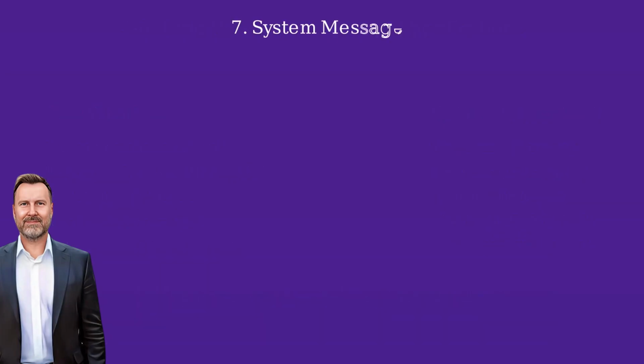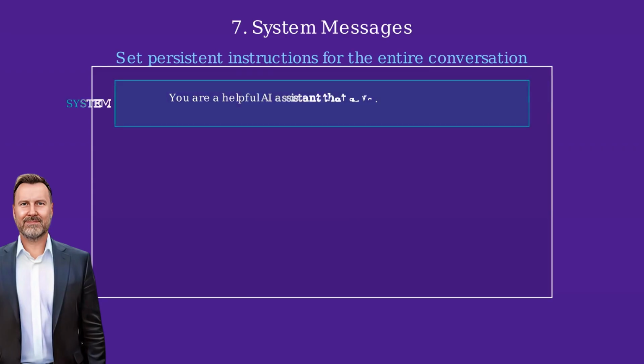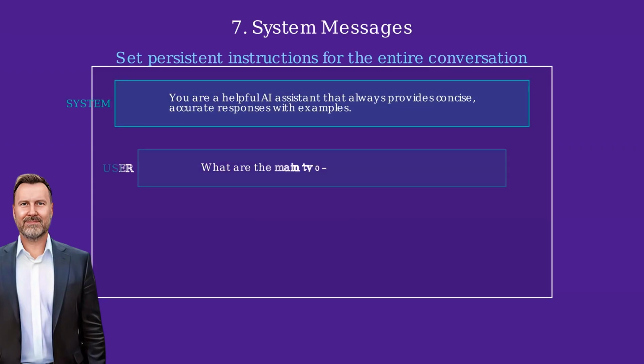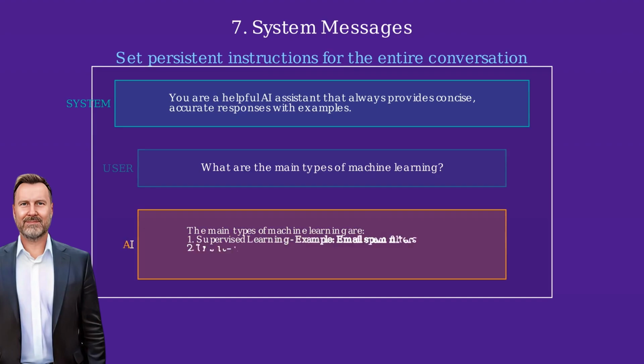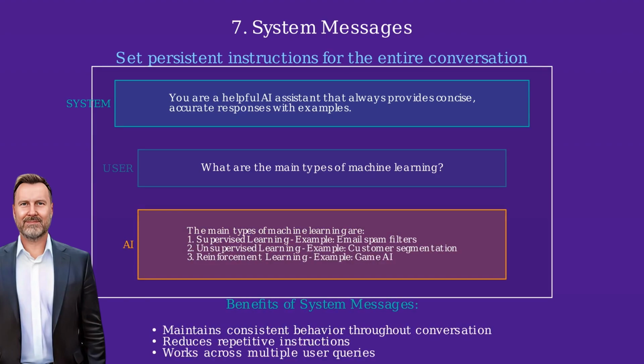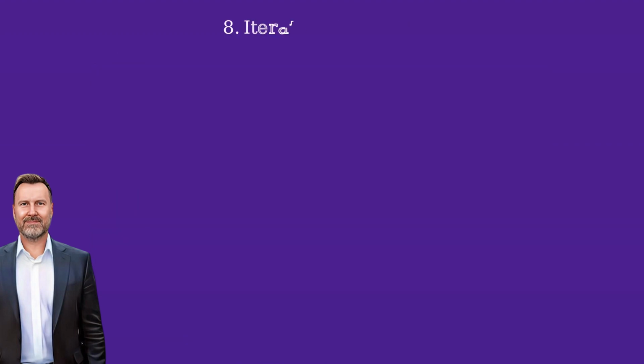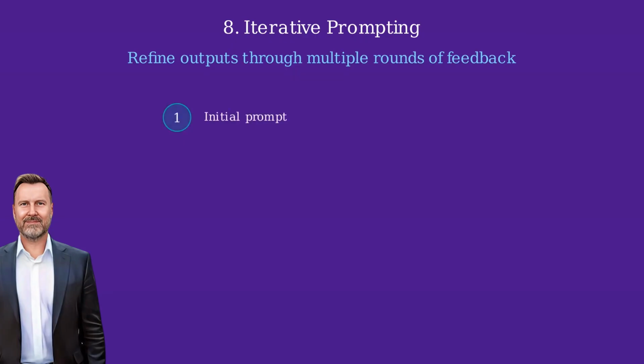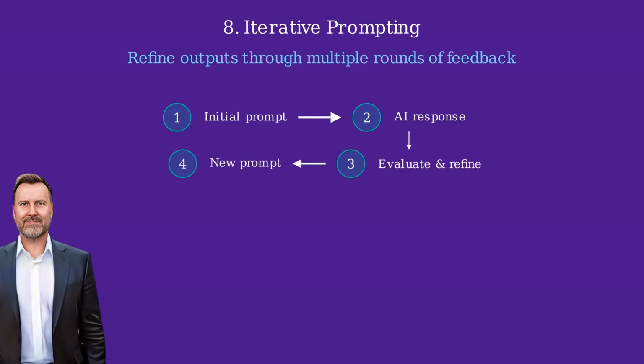System messages set persistent instructions that apply to the entire conversation. They're like giving the AI a persistent role or set of guidelines to follow in all its responses. Iterative prompting involves using AI responses as a foundation for follow-up prompts. This cycle of prompt, response, evaluation, and refinement continues until you get exactly what you need.